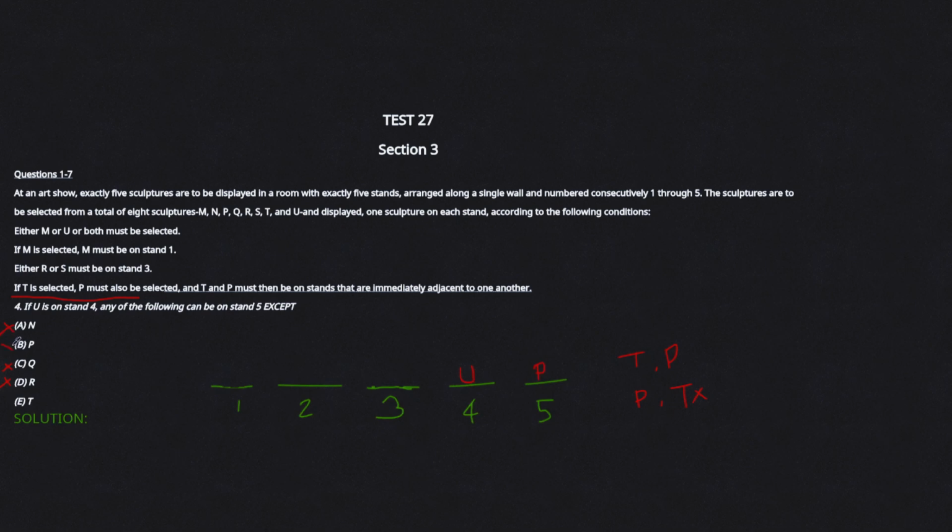So we can cross out P, and the only solution we're left with is T. Because if you select T, then P must also be selected. And P and T must then be on stands that are immediately next to each other. So you cannot put T here. You cannot put T here because then you don't have a space in which you can put sculpture P. So yeah, the answer is T.